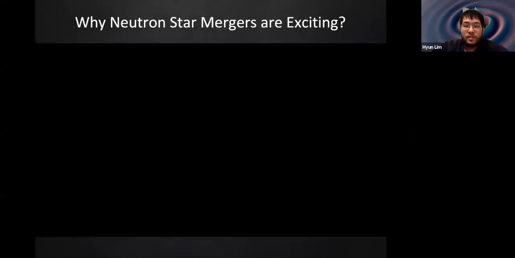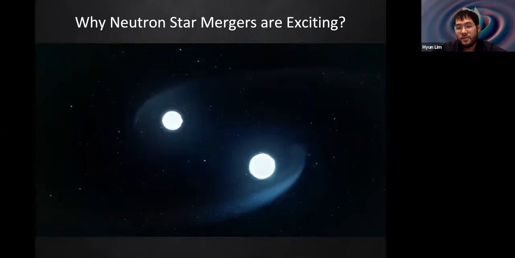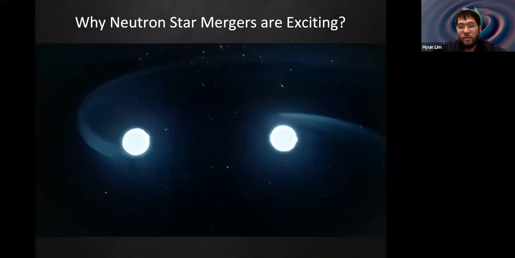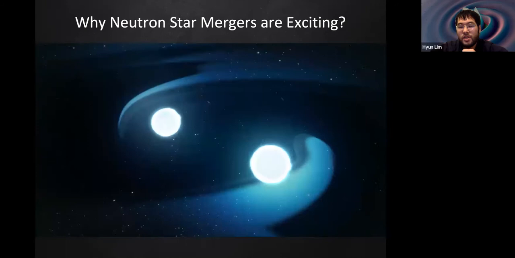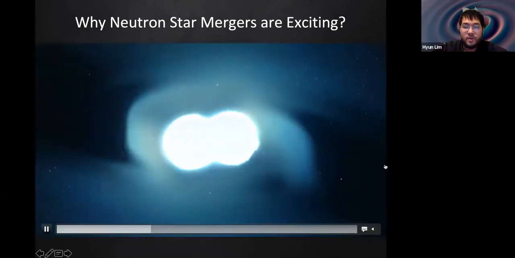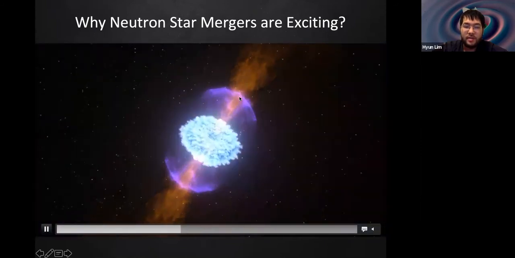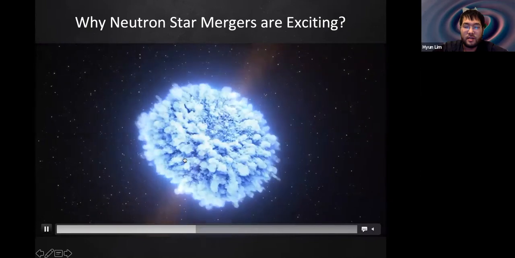And then why these neutron star mergers are exciting. If you saw the previous video about merging two black holes, when they merge, it just merges and emits gravitational waves. So that's the video about a neutron star merger. And when they merge, it's emitting materials, like I said, materials and a lot of things.